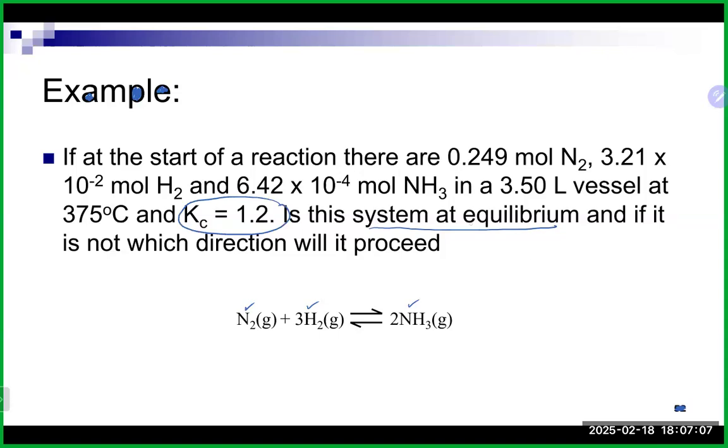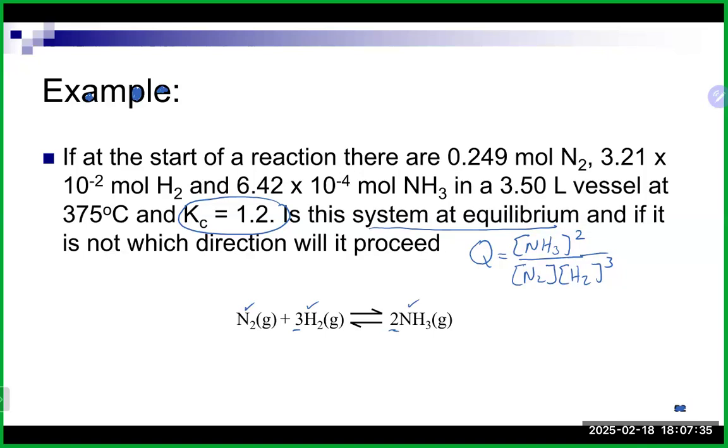Once again, as I mentioned before, Q is pretty much the same as K in terms of how you calculate it. So here we would go the concentration of NH3. We do need to square it because of the coefficient, just like normal. We will divide it by the concentration of N2 and the concentration of H2. And once again, here we would need to cube it because of the coefficient there as well. So we do need to get the molarity to go into our Q expression.